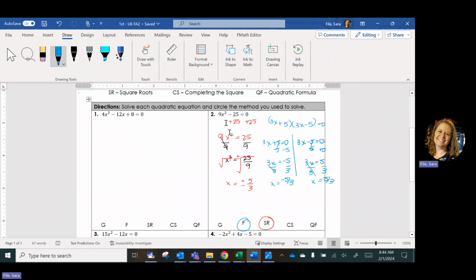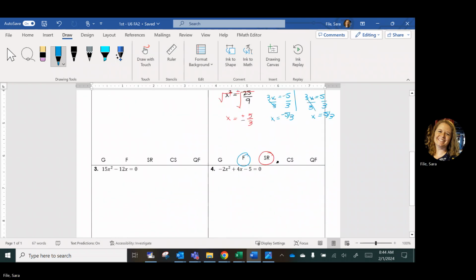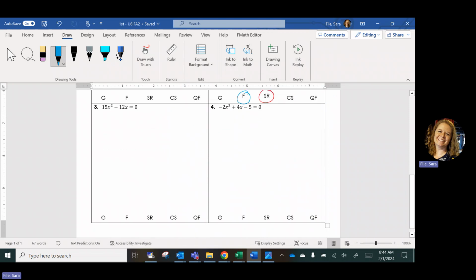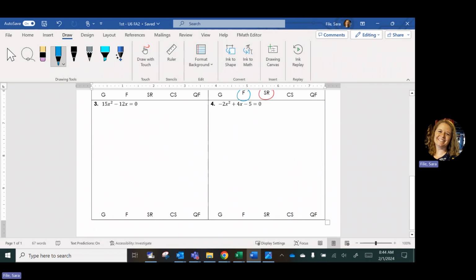So if you wanted to do quadratic formula, a would be 9, b would be 0, and c would be negative 25. And you could do this with quadratic formula as well. Okay, so just mark whether you got that right or wrong and which method you used.